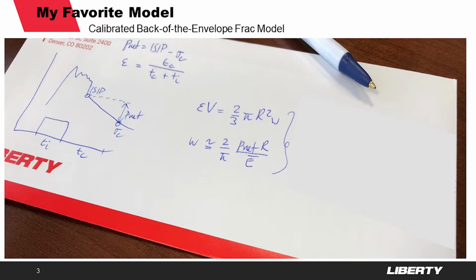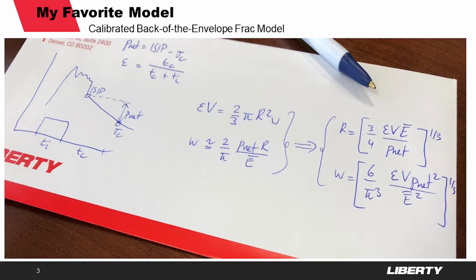The fracture width at the wellbore is provided by Sneddon in an equation in 1946 for the simplification that the net pressure along the fracture is the same everywhere. That gives us an equation like that. When I combine these two equations, you can actually see that we can solve for both the radius and the fracture width independently through the equations that I'm providing to you here on the right. That's our simple back-of-the-envelope model. It simply solves for the fracture radius and the fracture width with two equations and two unknowns.